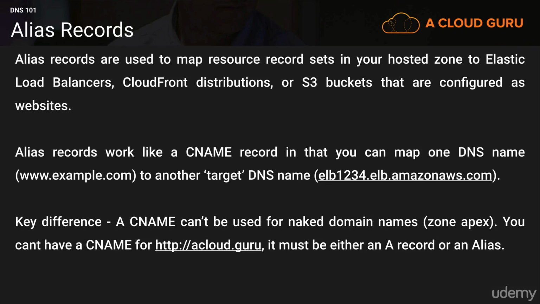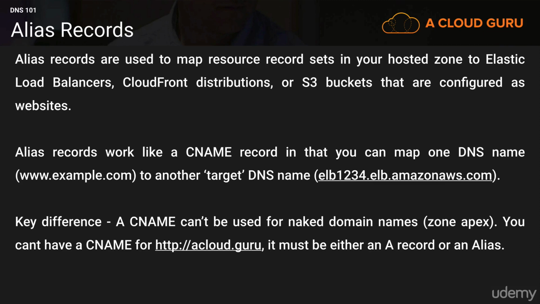But an alias record is very similar to a CNAME. So an alias record is used to map a resource record set in your hosted zone to things like Elastic Load Balancers, CloudFront distributions, or S3 buckets that are configured as websites. Alias records work very similar to a CNAME record in that you can map one DNS name to another.